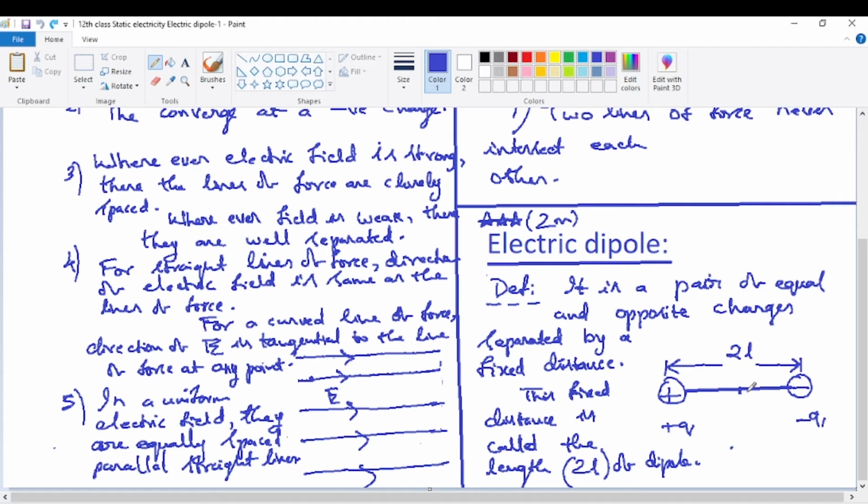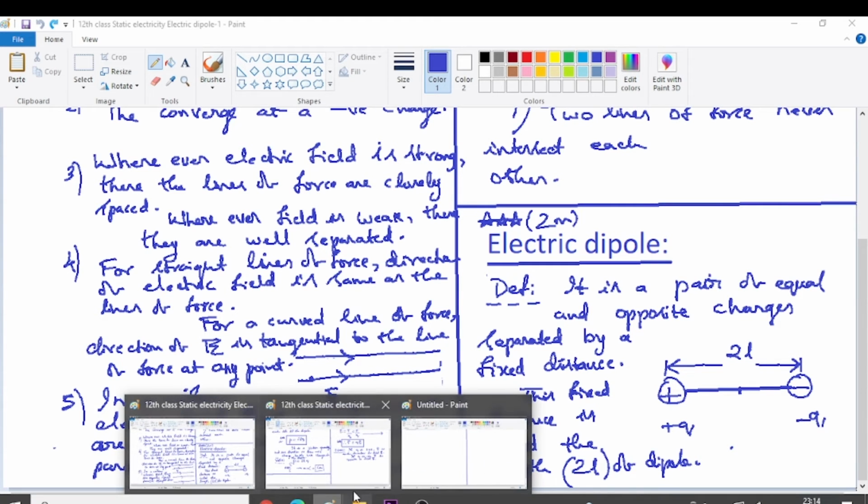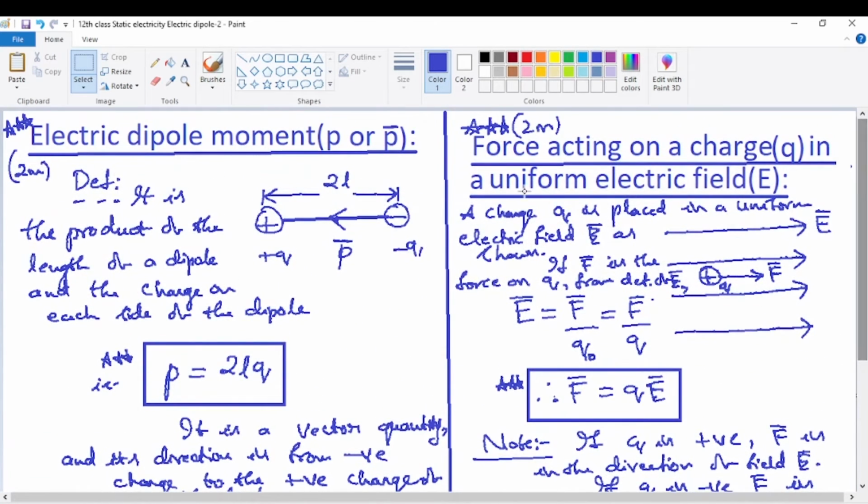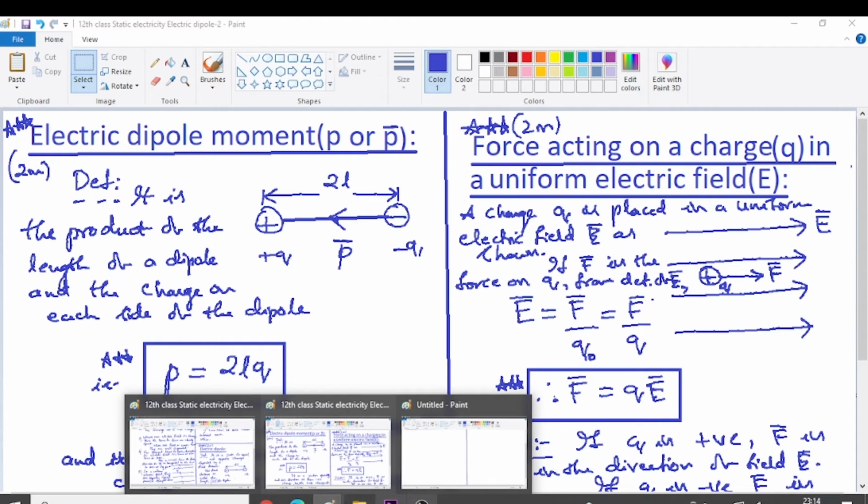So a dipole has a very important quantity called the dipole moment. We have already completed that diagram. Just look at the diagram. The dipole moment is a vector quantity denoted as p bar. Its direction is always taken from the negative charge to the positive charge. So that's the dipole moment. Such an electric dipole is put in a uniform electric field. So the diagram will be somewhat like this.